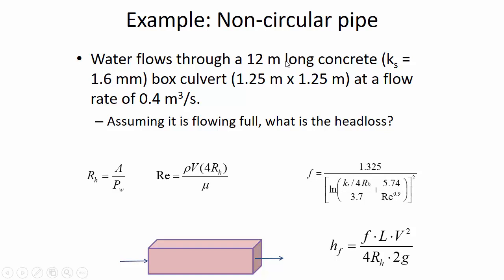And so the steps that you should follow, first of all, calculating the velocity. Then you can use that to determine the Reynolds number. Once you've got the Reynolds number and you've calculated the hydraulic radius, then you can calculate the F value. Once we have F, then you can calculate H sub F. So it's just to get some practice using this substitution of 4 times the hydraulic radius in place of the diameter.